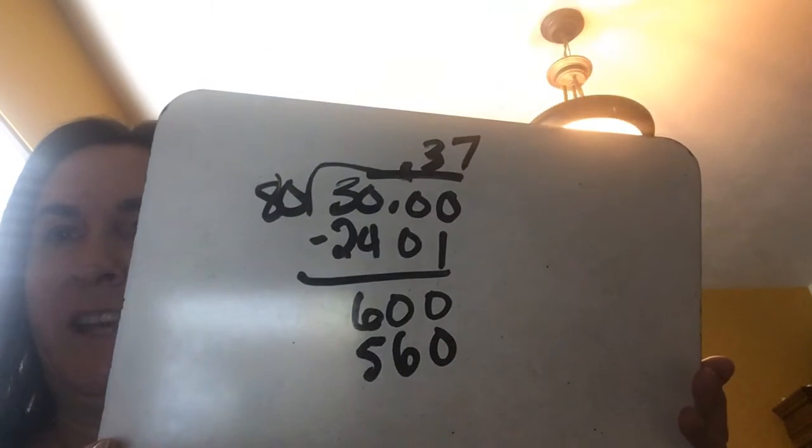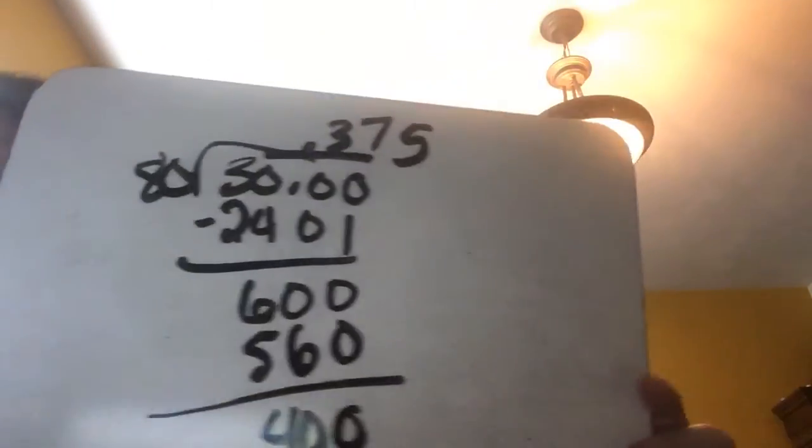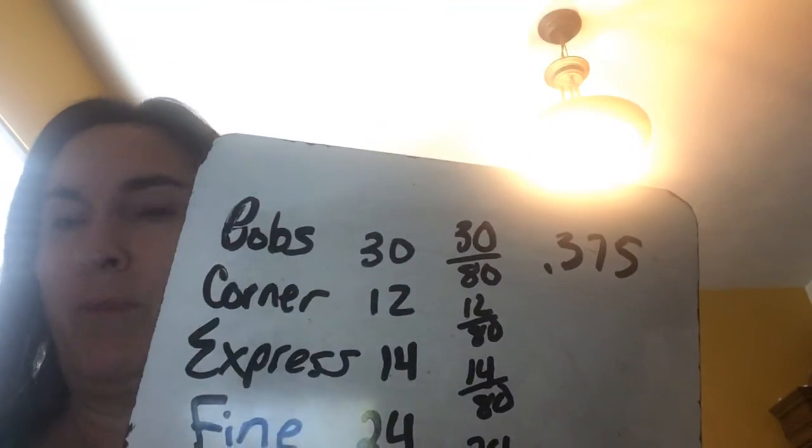3. Everybody got 3? Bring down the 0. I've got the 7. 7 times 8 is 56. Bring down the 0. 0.375. So that needs to go back to your Bob's there. Okay, so we have Bob done.